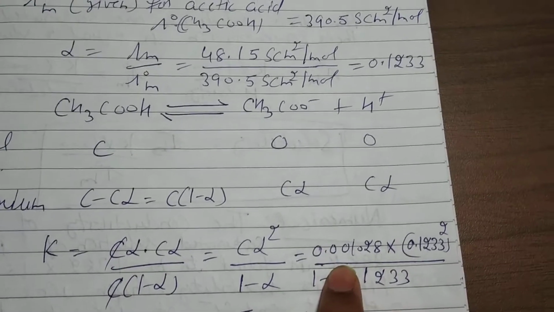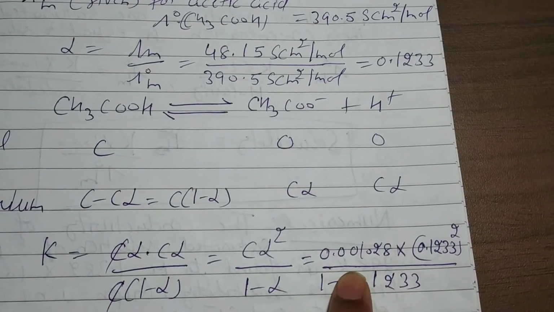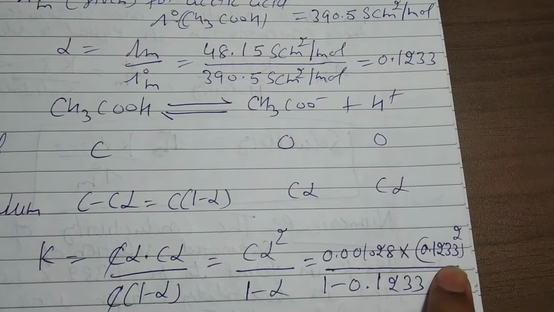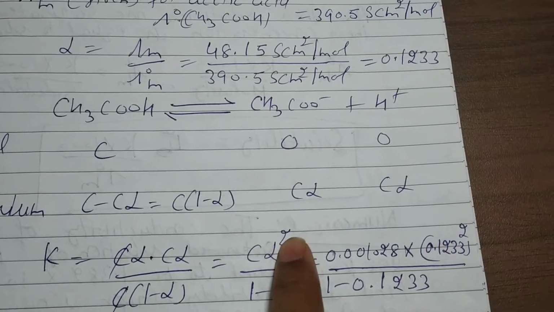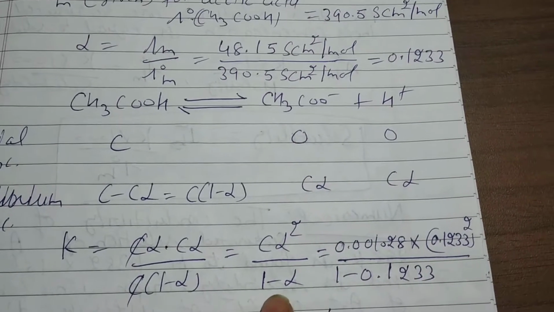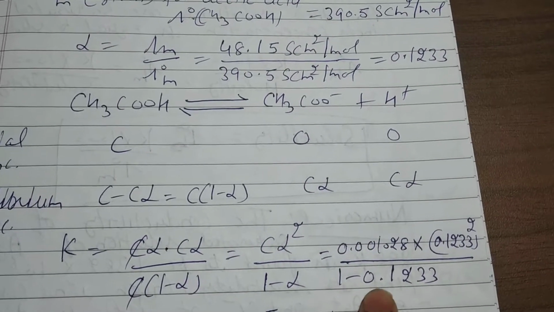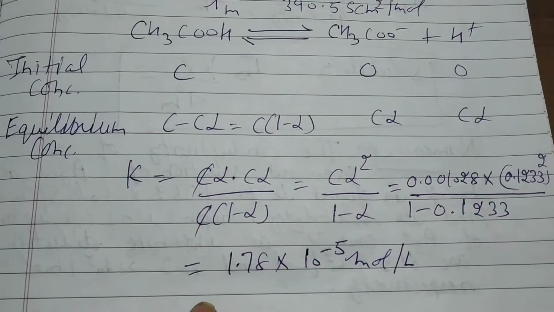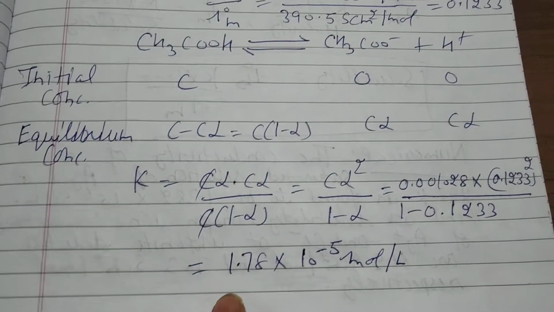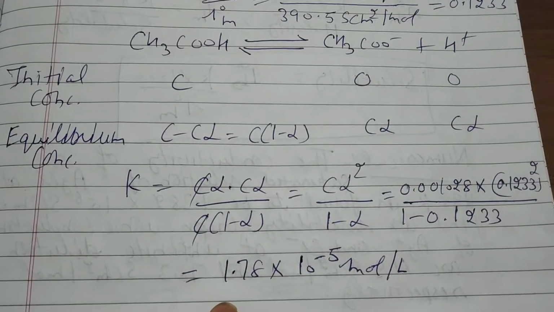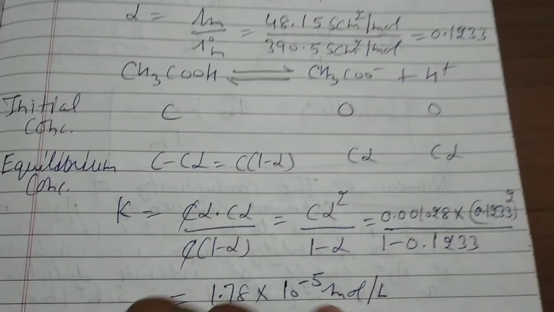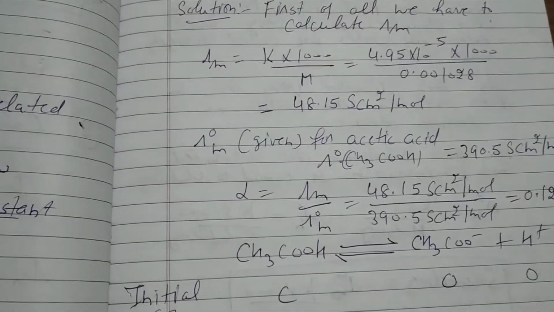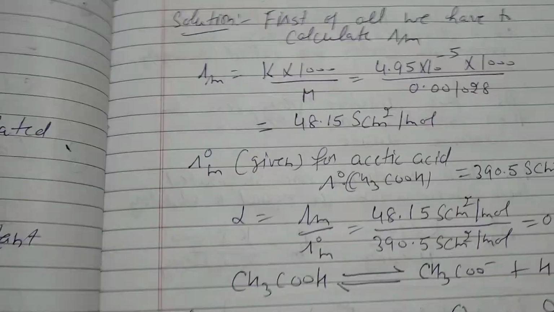So value of C is given 0.001028 and alpha value we have calculated, 0.1233 square, because alpha is squared so this will also be squared. In place of alpha, downside also 0.1233. So the value we got, the value of this dissociation constant Kc is 1.78 into 10 raised to power minus 5 mole per liter. So this was our third application and the numerical method.